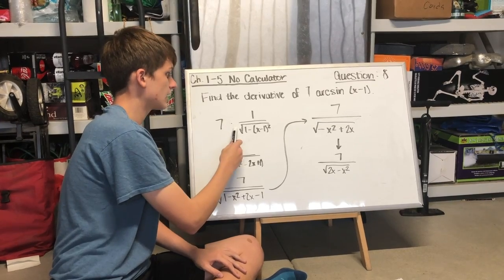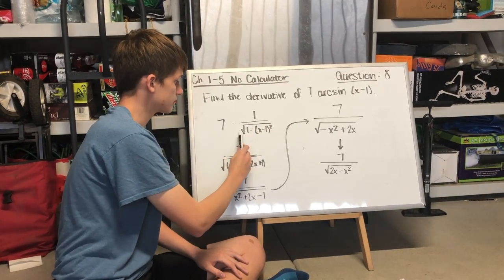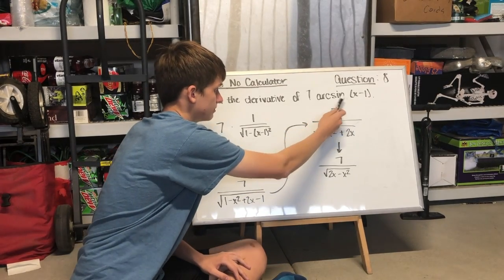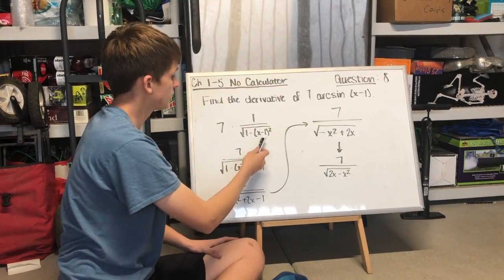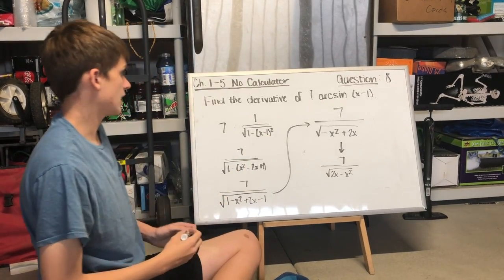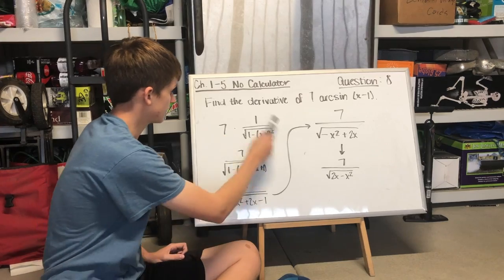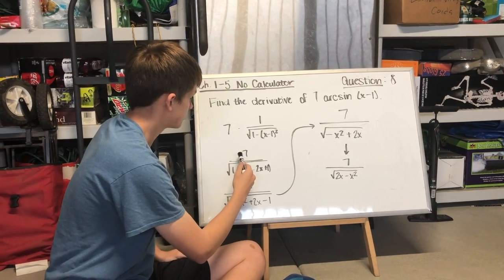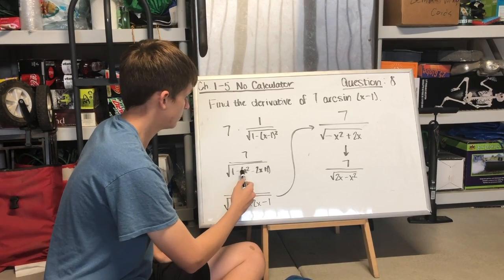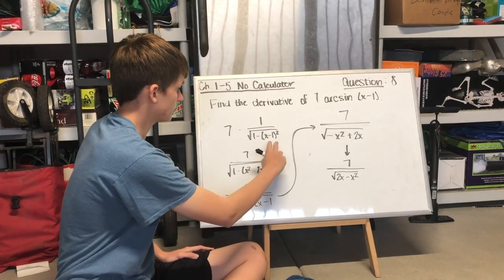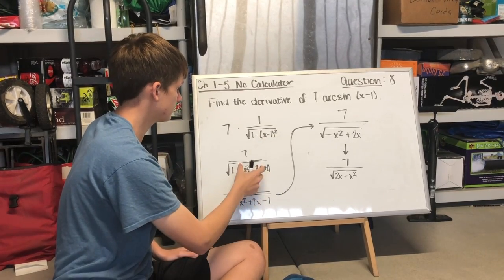So it's the 7 times 1 over the square root. We have the 1 minus, and then inside of the sine function we have x minus 1. So we can plug that in here, and then that's squared. So what happens is we simplify this to one whole chunk. So we have 7 over the square root of 1 minus x squared minus 2x plus 1. So that's after we FOIL x minus 1 squared.